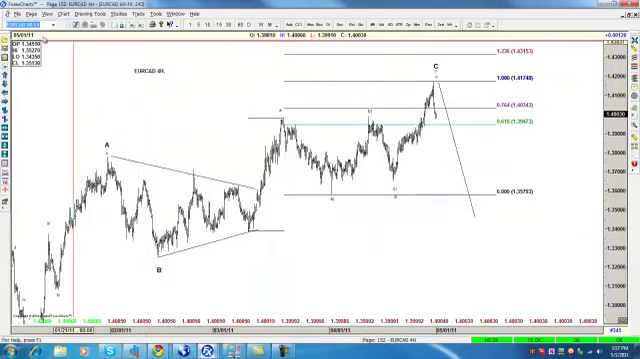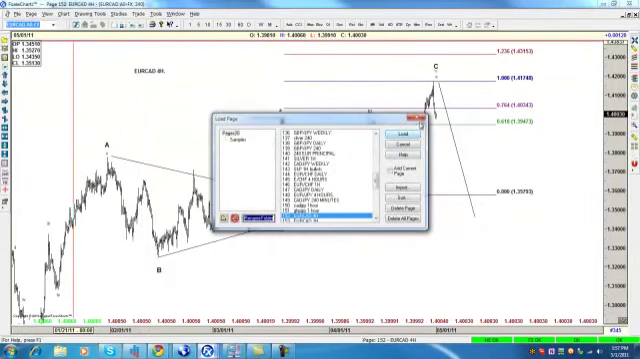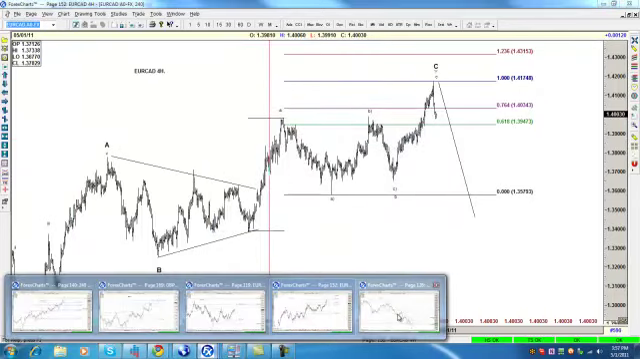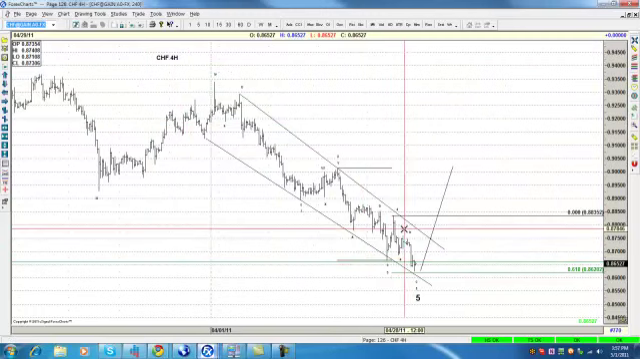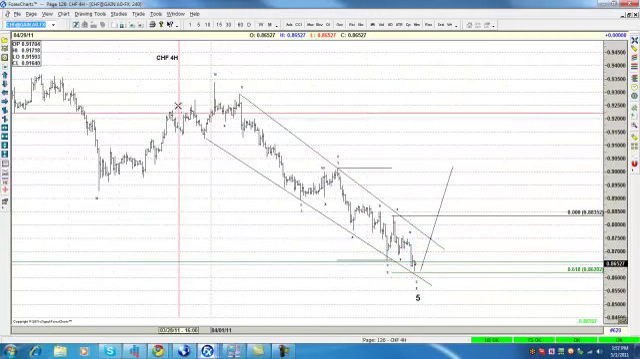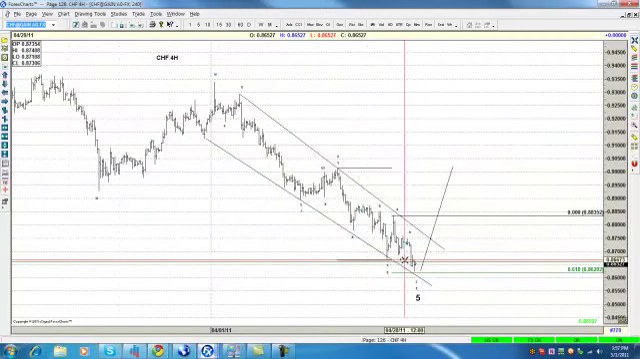Now let's see the Euro Swiss. The Euro Swiss right here, as you guys see, is ending a possible three-wave move, a five-wave move in an ending diagonal to the downside. Having said that, we should expect US dollar strength against the Swiss.